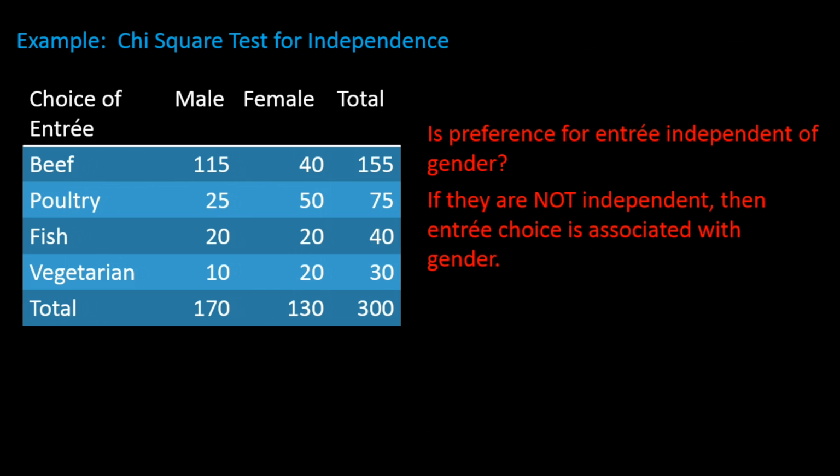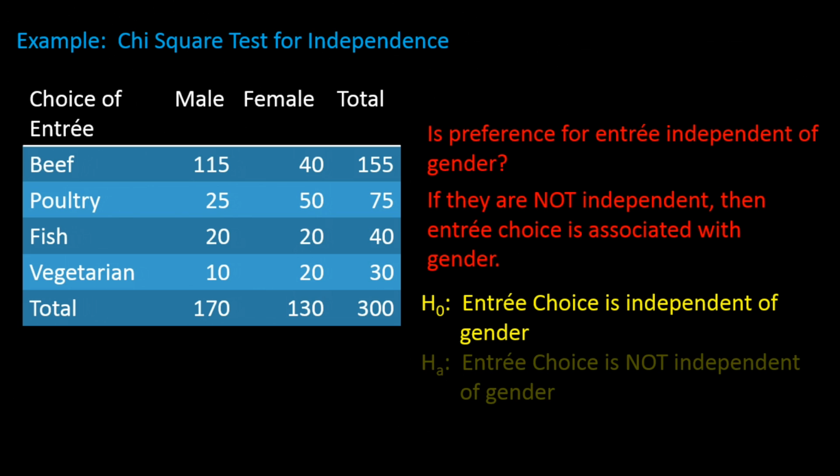The first step, of course, is to state the null and alternative hypotheses. So the null hypothesis would be that the two categories are independent. So we state our null that entree choice is independent of gender. Then our alternative hypothesis would be that entree choice is not independent of gender. What we are going to do next, as we did before, is to construct a table of expected frequency counts under the assumption of independence.